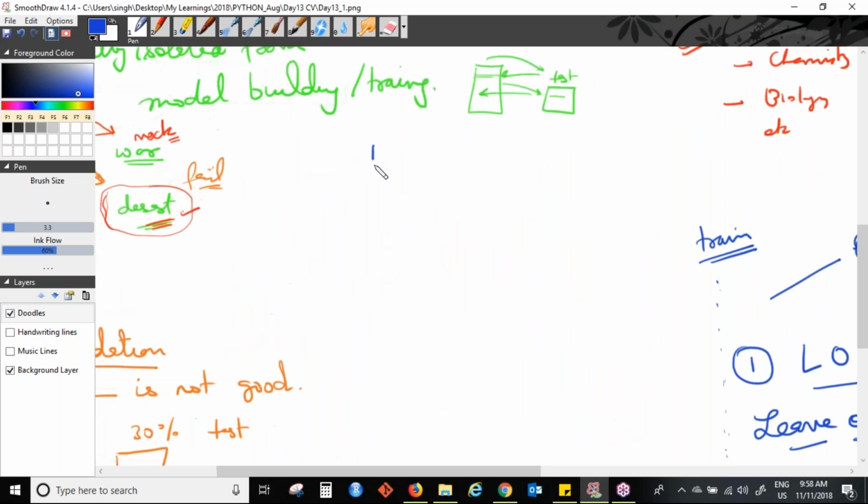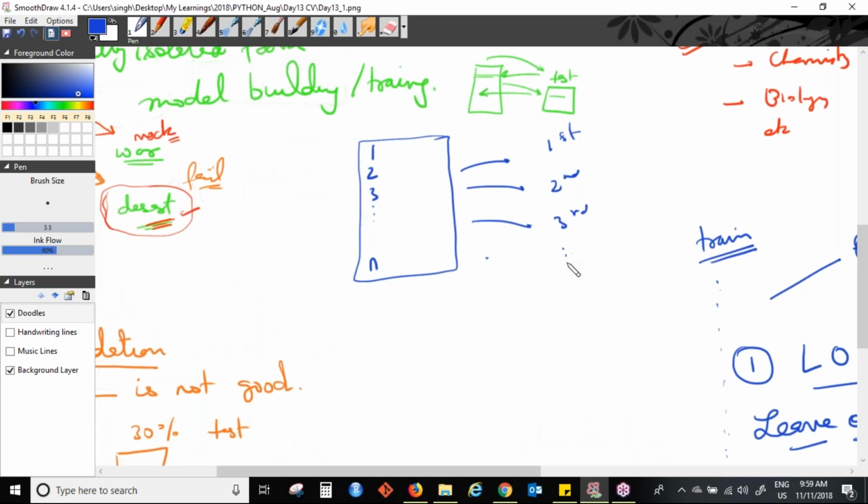So if you have, let's say, row number 1, 2, 3 till n, then you will build your model on all of these. You will test your model on the first row. Then you will test your model on the second row. You will test your model on the third row. And you will test your model on the nth row. It will go on like this. So how many times will your model run? Can you tell me? How many times will your model run in this case? N times, yes, where n is the number of rows. Your model will run n times in that case.